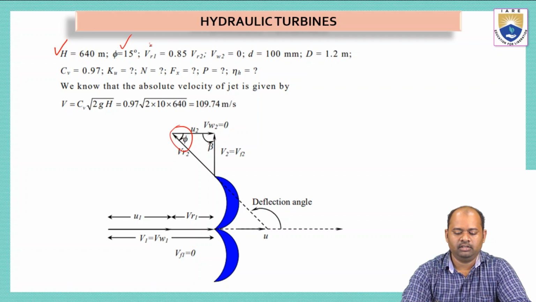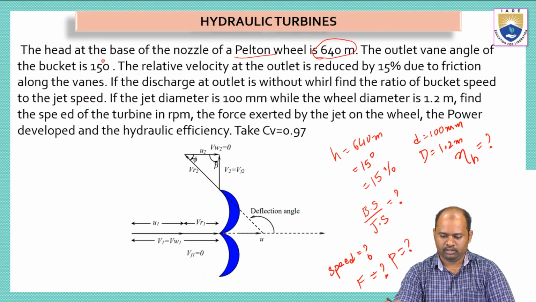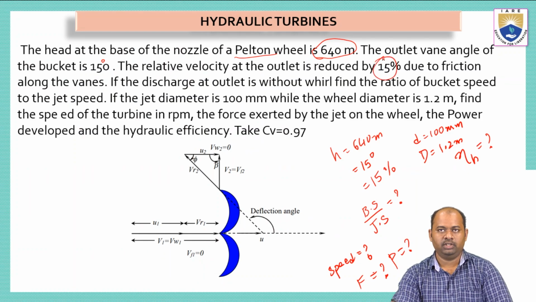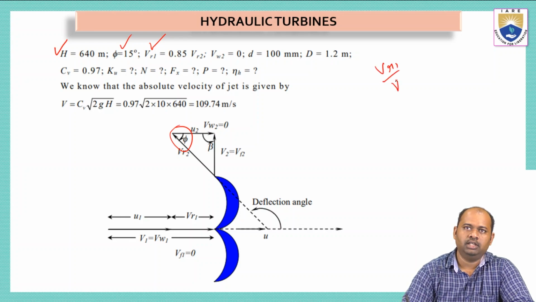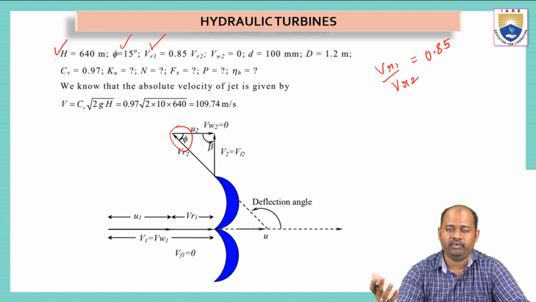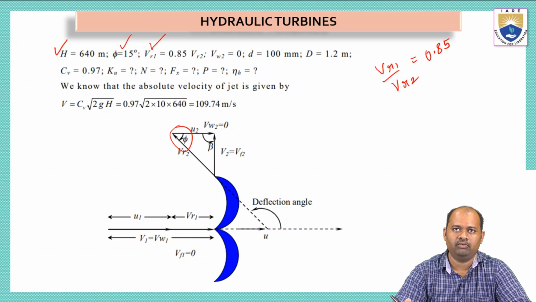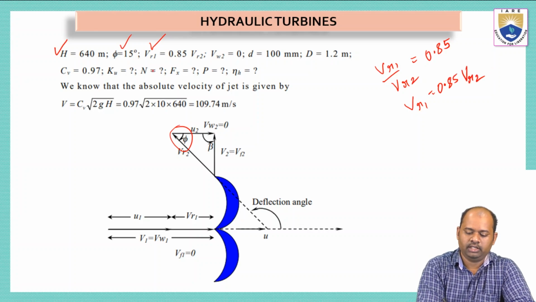And VR2 is the ratio that is given in the question. Here the ratio is given as 15%, so this can be rewritten as 0.85. VR2 is equal to 0.85 times VR1. So 15% is lost due to friction, and the remaining 85% is kept as the efficiency. So that is taken as this ratio of VR2 by VR1. This is rewritten as VR2 is equal to 0.85 times VR1. This is what is written here.